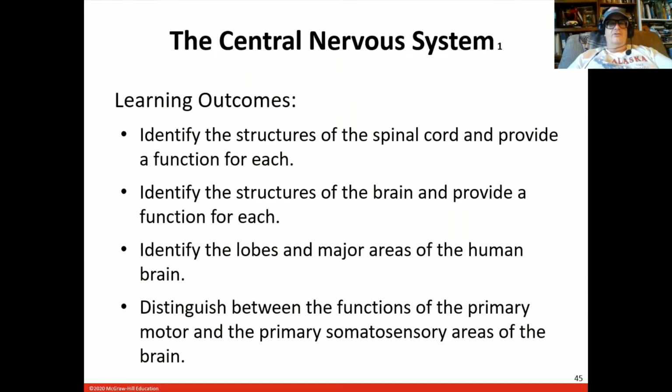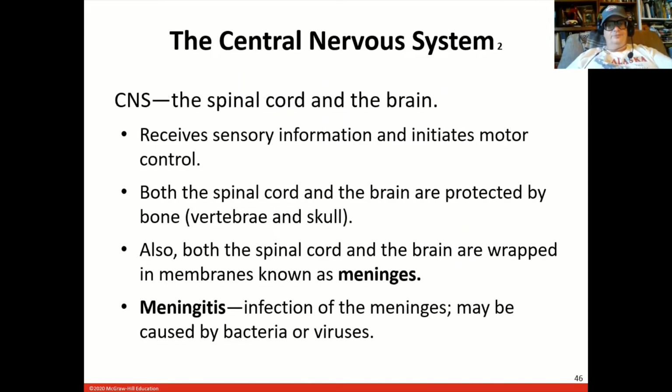Learning outcomes. You've got to learn the structures of the spinal cord and what their functions are. Structures of the brain, function of each. Lobes and major areas, distinguish between primary motor and primary somatosensory areas of the brain. That there's actually a sulcus, a groove that separates the motor ones in front and the sensory ones in the back, but we'll get into that. All right, so the central nervous system is the brain and the spinal cord. You know that, you've heard that.